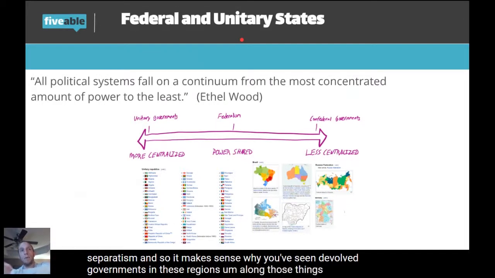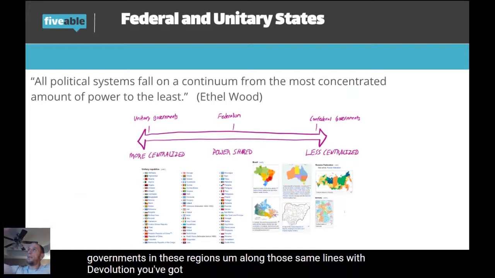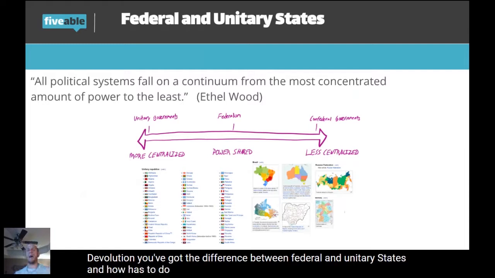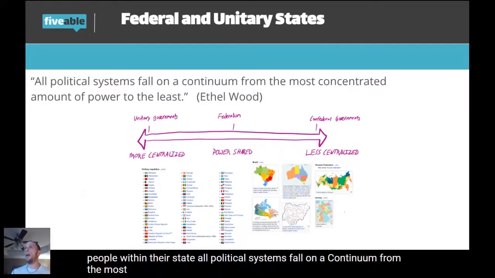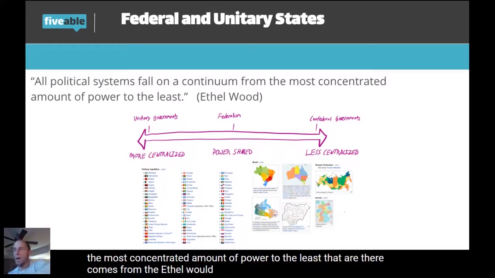Along those same lines with devolution, you've got the difference between federal and unitary states. And it all has to do with how governments are going to govern the people within their state. All political systems fall on a continuum from the most concentrated amount of power to the least. That right there comes from the Ethel Wood AP Human Geography Review Manual.